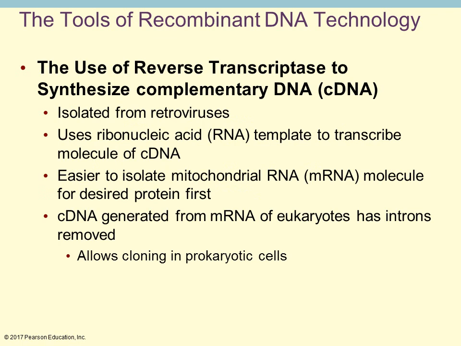Oftentimes we will use the enzyme reverse transcriptase to make what's known as complementary DNA. When you are talking about DNA from eukaryotic cells, they have introns in them that need to be removed before you can have protein synthesis from that. Prokaryotic cells don't know how to do that. So if you are going to take a eukaryotic gene and place it into a prokaryotic cell, what you really need to do is not place that original DNA in there. You need to place what's known as complementary DNA, or cDNA, in it.